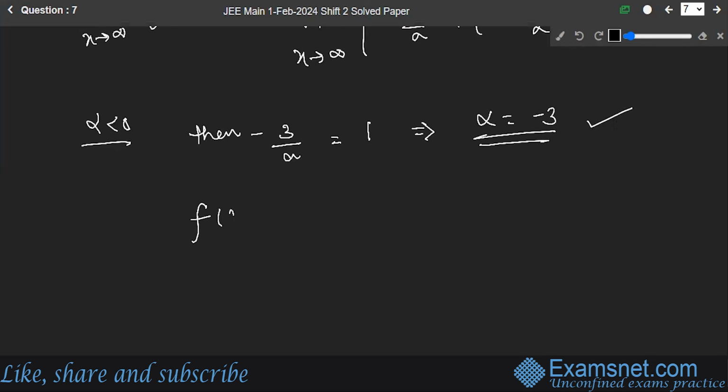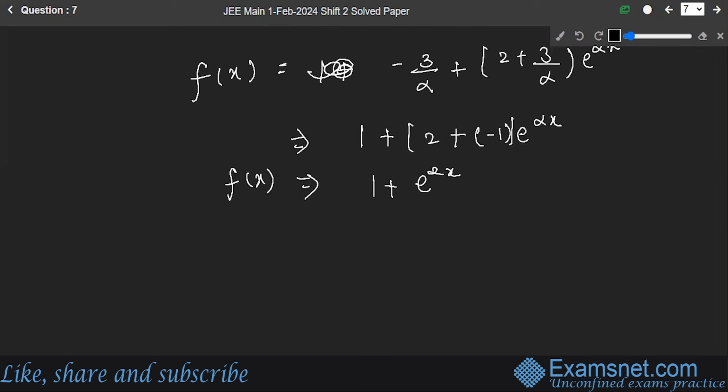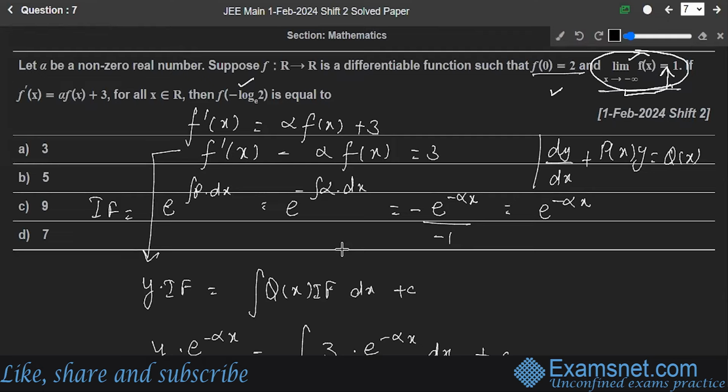And in that case, fx would be 1 plus. See, what is your fx? Let's write on fx once. This was this into this. So this would have been 1 plus 2 plus 3 upon minus 3, this is equal to minus 1 into e raised to power alpha x. So this would have been 1 plus e raised to power alpha x. That was your fx. So now you had to find out f of minus log 2.